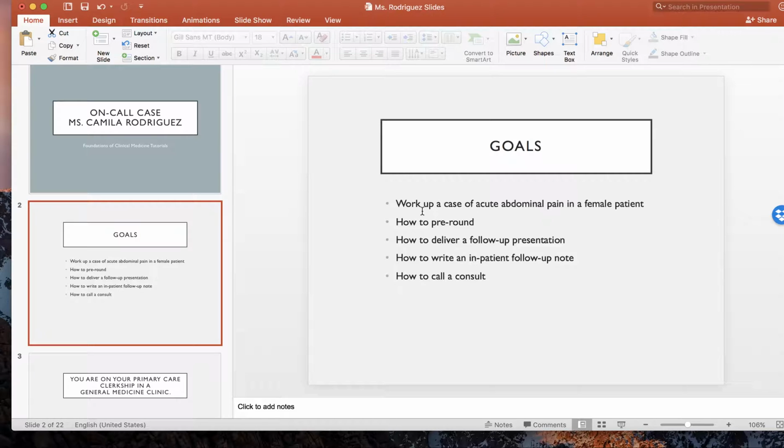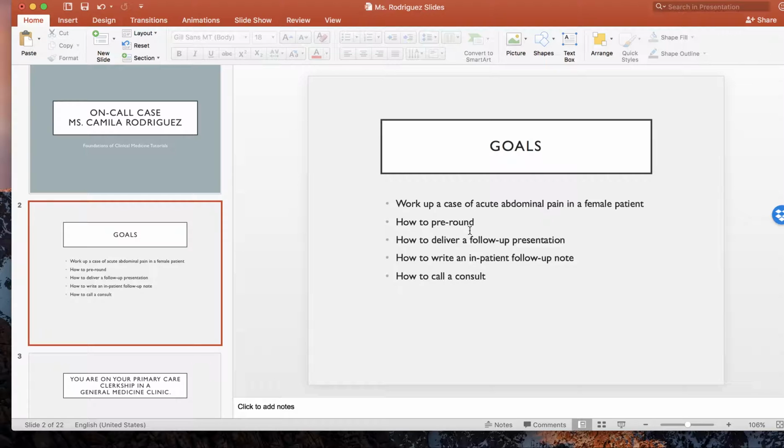We're also going to be going over, specifically in this case, it's a case of acute abdominal pain, and this is a female patient, so I think that's particularly important here because their exposure to women's health is often not as good as it can be in the pre-clerkship curriculum. So we're trying to augment that a little bit in this case and say, what are some special considerations you would have for a woman with abdominal pain?